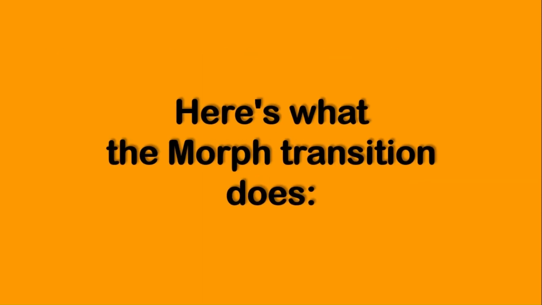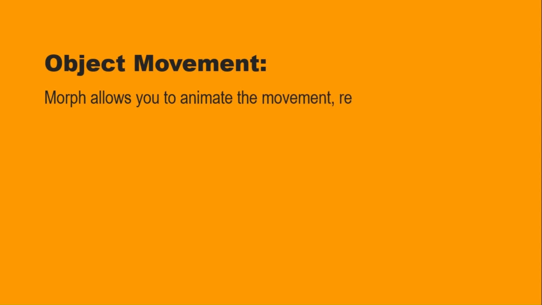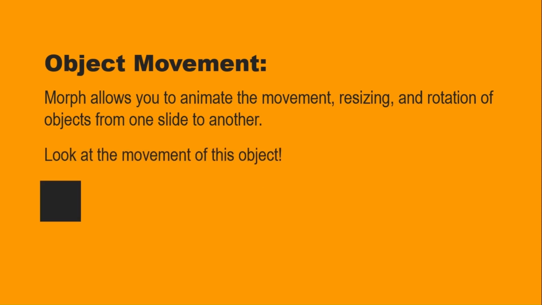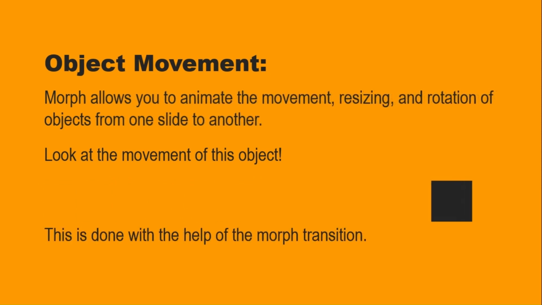Here's what the morph transition does. Object movement. Morph allows you to animate the movement, resizing, and rotation of objects from one slide to another. Look at the movement of this object. This is done with the help of the morph transition. Let's try to create it.